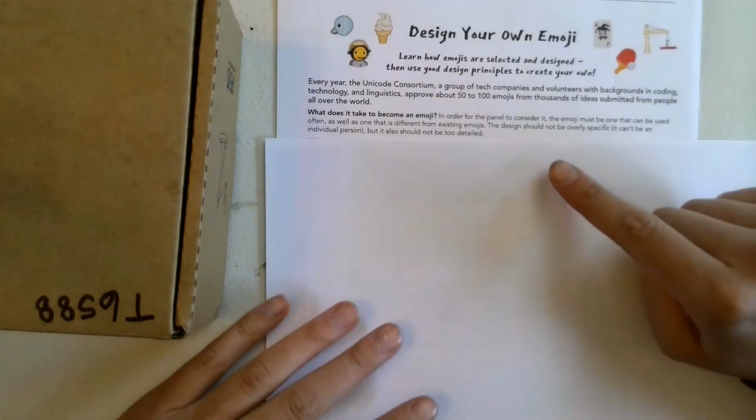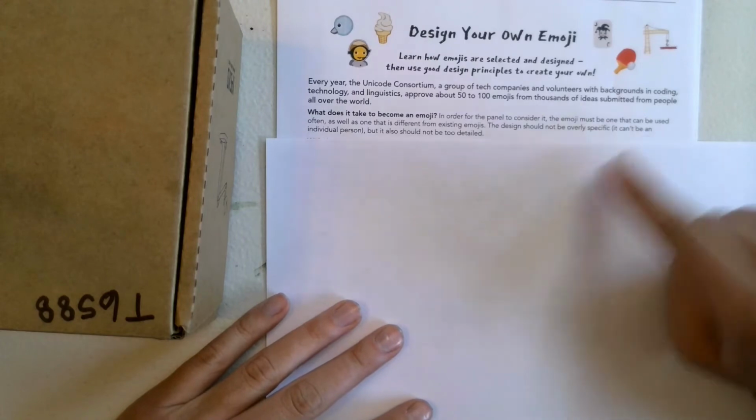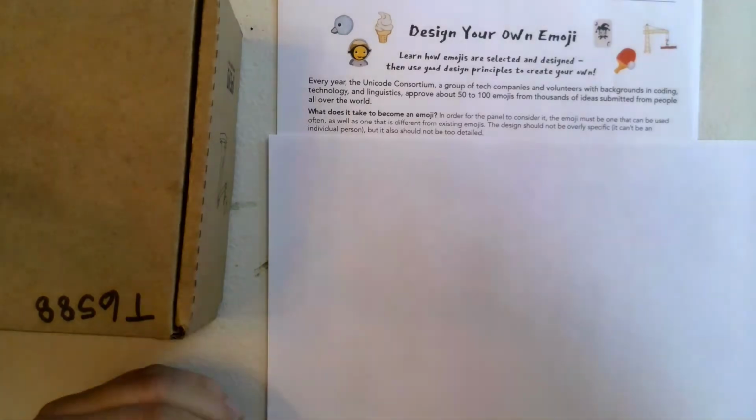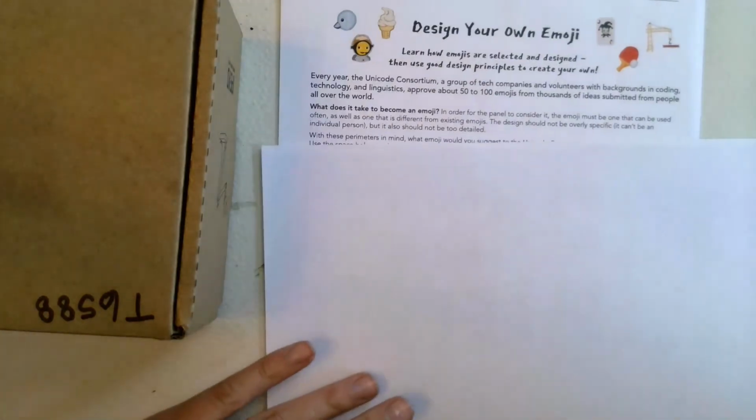Also, the design should not be overly specific. It can't be an actual person, because that's not something that the general public would want to use. That would be something that only that person or that person's friends and family want to use. So they want hundreds, if not thousands or millions of people to be able to use this emoji. So if you're drawing a specific person, that's not something everybody would want to use. So that is something you want to think about.